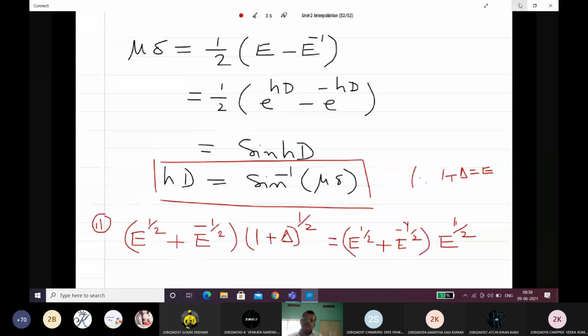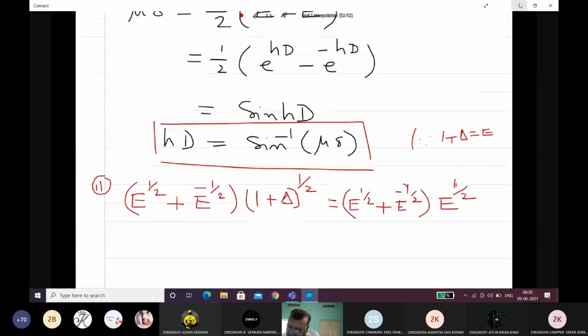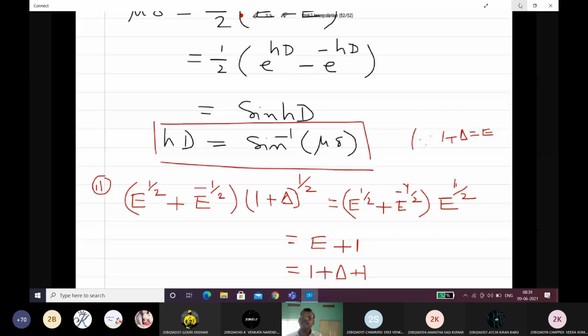Okay. Now take e power 1 by 2 inside. That means e power 1 by 2 into e power 1 by 2 is equal to e, and e power minus 1 by 2 into e power 1 by 2 is equal to 1. E plus 1, where e is equal to 1 plus delta, that is equal to 1 plus delta plus 1, which is equal to 2 plus delta. That is the solution, second one.